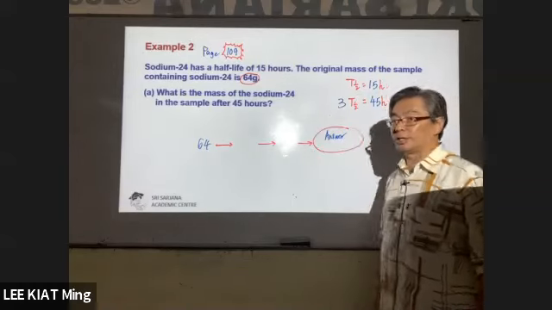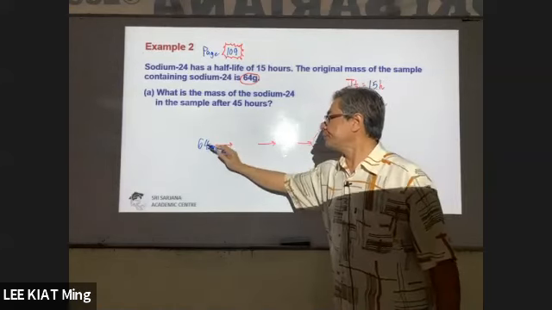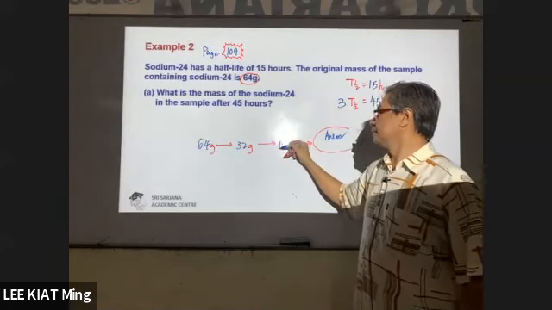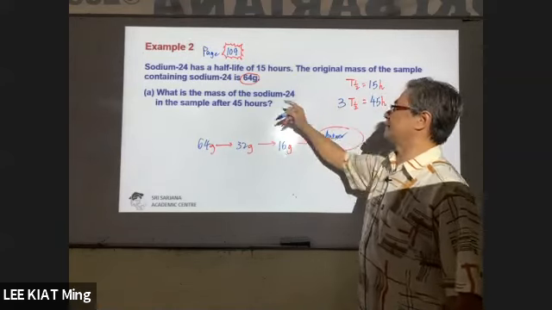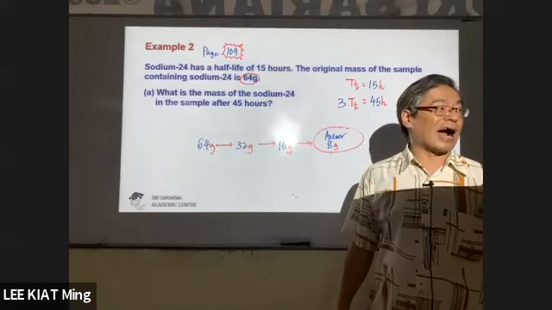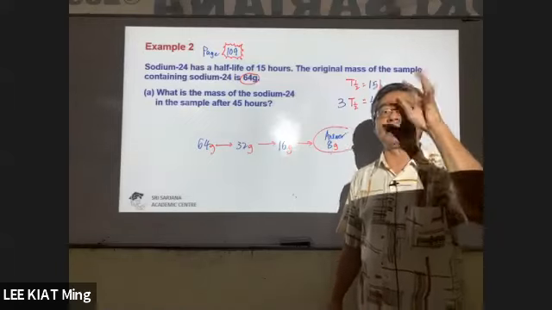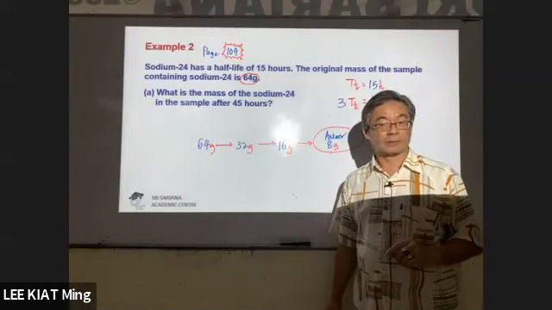Alright. 64. One time decay. How much left? Yes, 32 becquerel. One more time decay. How much left? 16. One more time decay. How much left? 8. When you use back, if it is becquerel, it's back becquerel. Understand? Sometimes it is actually counts per second. Then you go back to counts per second. Understand? Counts per second means how many radiations are given out in 1 second. Alright?